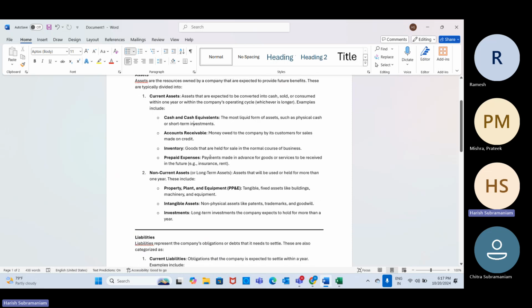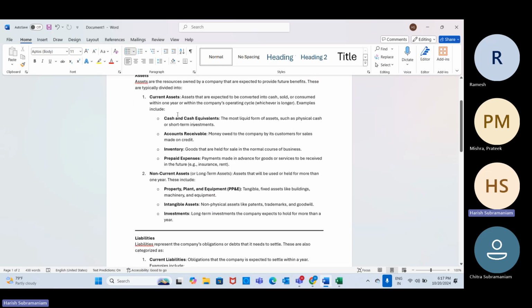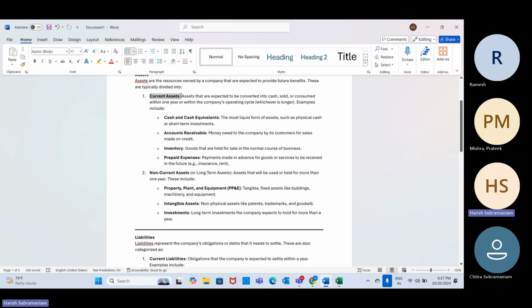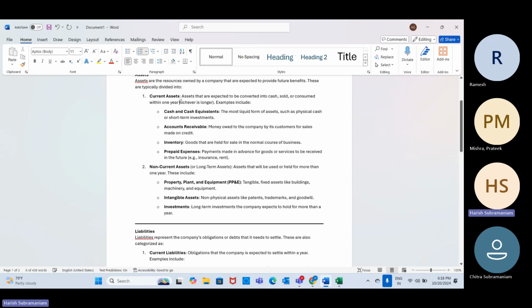And in the case of the balance sheet, assets are basically divided into two types when we draw the balance sheet. One is current assets and the other is non-current assets. So current assets are assets that are expected to be converted or that can be easily converted into cash, or can be sold or consumed within 1 year. We'll just keep it as 1 year for the purposes of discussion. We'll not complicate it. So typically it is taken as 1 year.